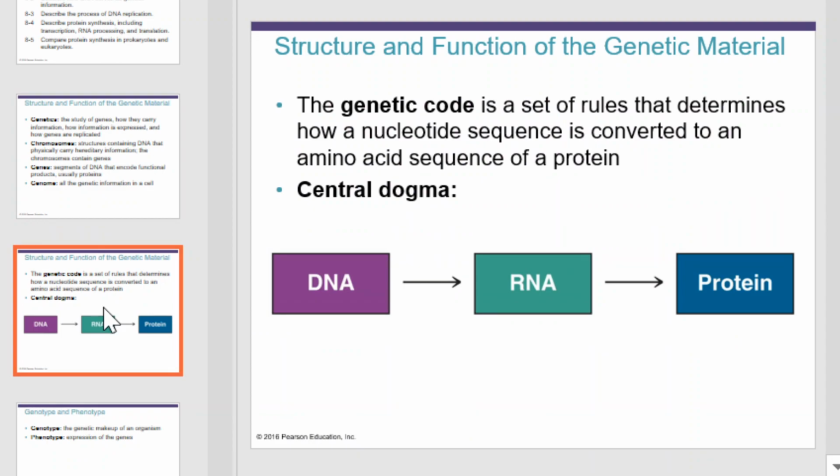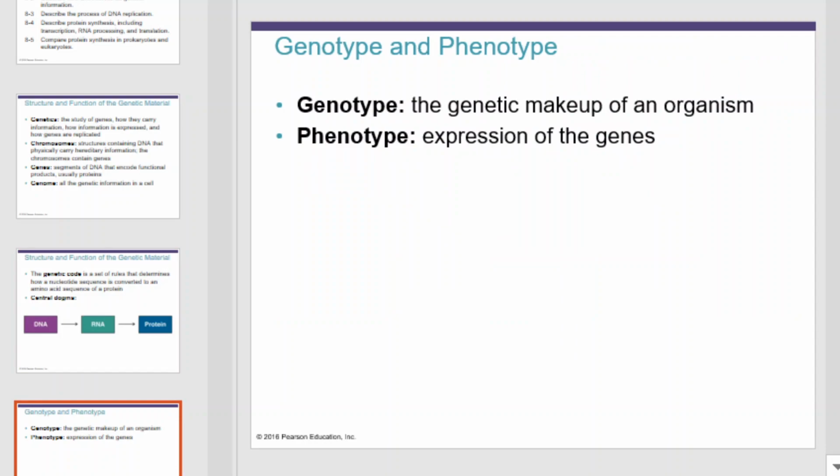The genetic code is a set of rules that determines how a nucleotide sequence is converted to an amino acid sequence of a protein. And it is based on the central dogma, which roughly states DNA leads to RNA, which leads to protein. When considering microbial genetics, we must also consider genotypes and phenotypes. The genotype is the genetic makeup of an organism, while the phenotype is the physical expression of genes.